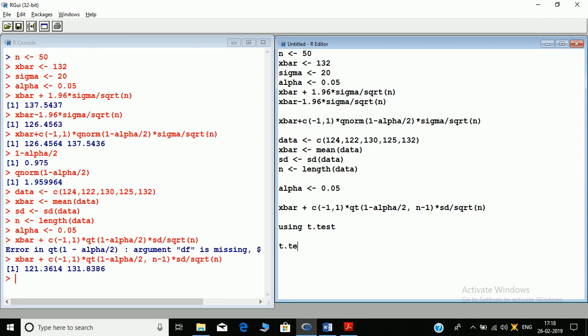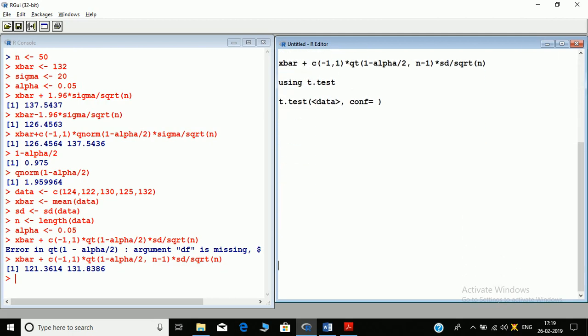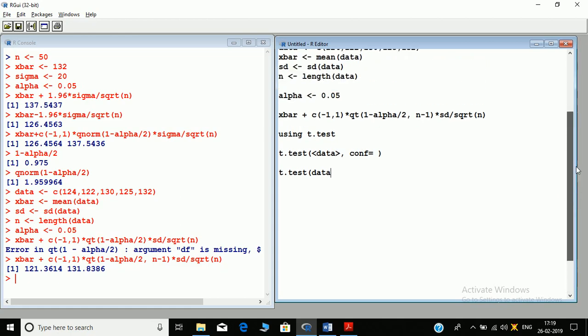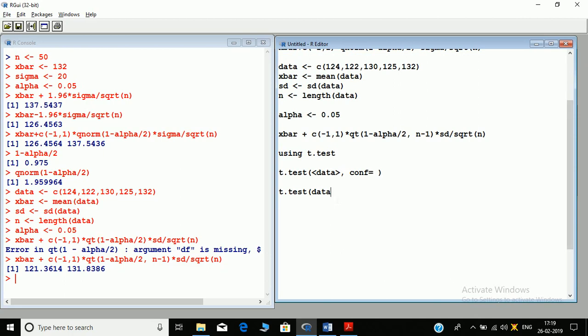So using t.test we get... see, the syntax is t.test, data, and then my confidence interval for which I need the value. Here my data, the heights, are stored in the vector data, so I will write data here, and the confidence level I want is 95%, so I write conf equals 0.95.